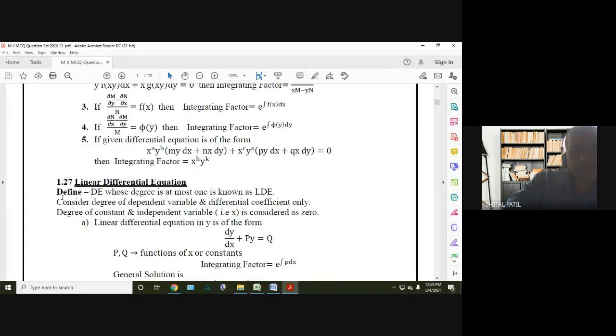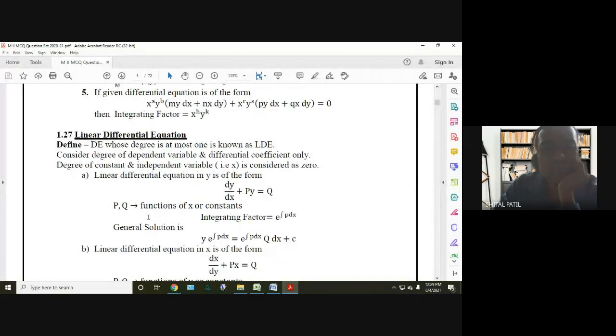A linear differential equation is one whose degree is at most 1. Here we consider the degree of the dependent variable and the differential coefficient only, the derivative term only. The degree of the independent variable is considered as 0. Linear differential equation in y: dy by dx plus py equal to q, where p and q are functions of x or constants. The integrating factor is e raised to integration of p dx, and the general solution is y into integrating factor equal to the integration of integrating factor into q dx, plus a constant.